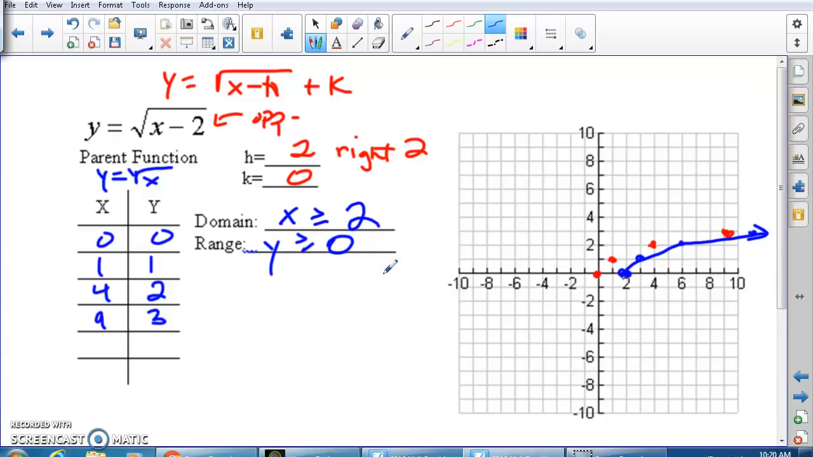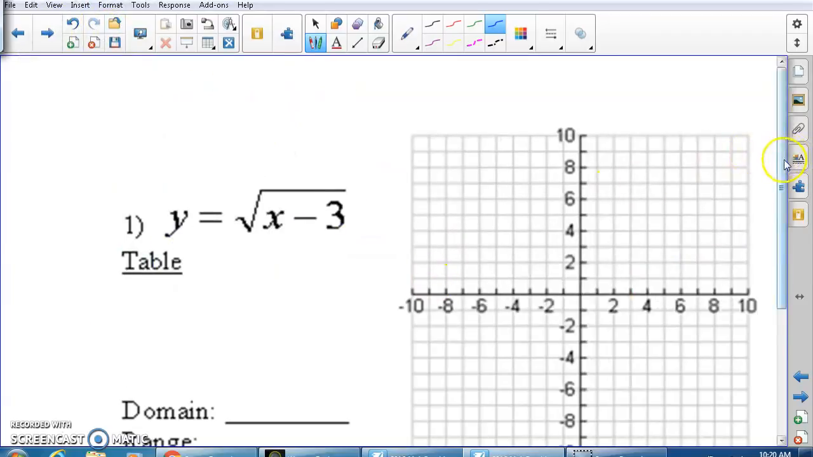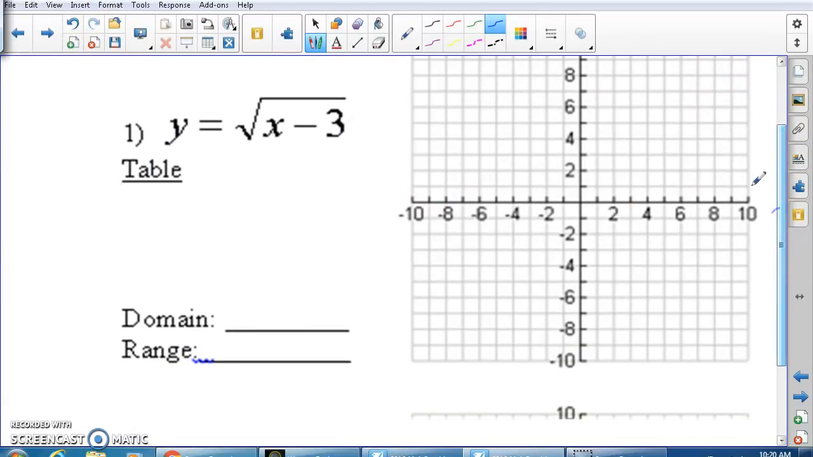And that is how you graph square root functions. If you will flip to the back, we will go through these steps for some of these examples. We probably will not do all of them.